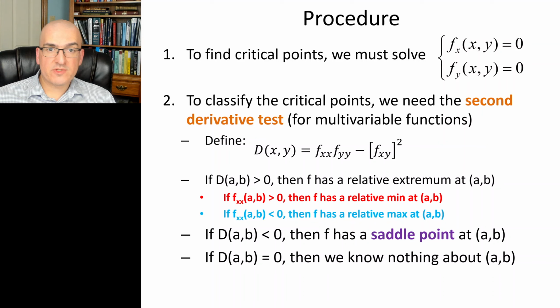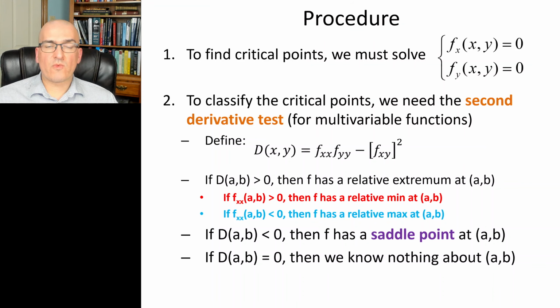Now there's positive numbers and there's negative numbers, and in between there's 0. This capital D function can fail. It's not perfect. If it spits out negatives, that's great. It means it's a saddle point. You don't need any further analysis. If it spits out positives, it could be a max or a min, and then you need to use the f double x derivative or the f double y derivative, your choice, to find the concavity.